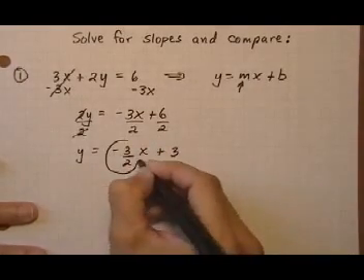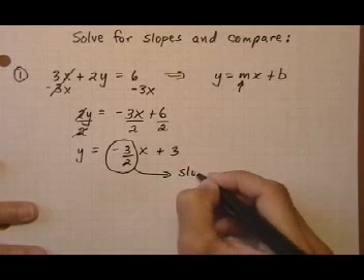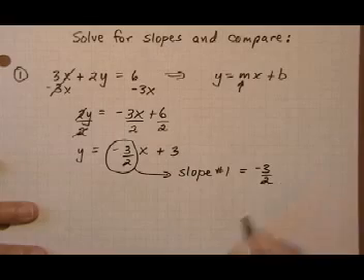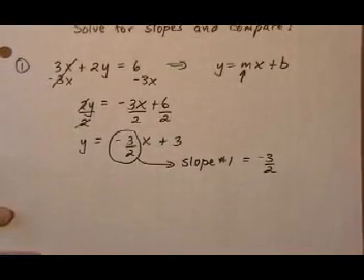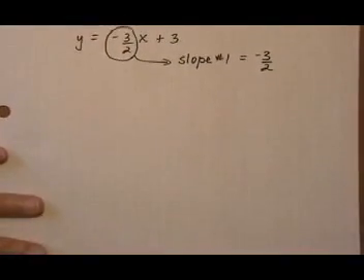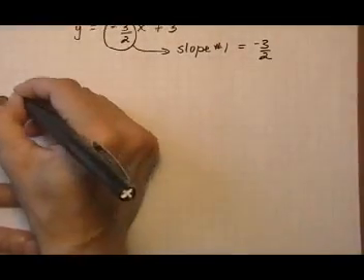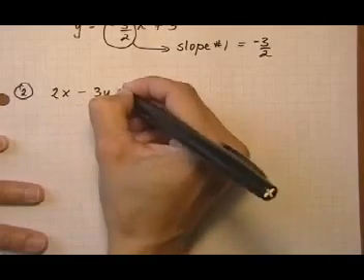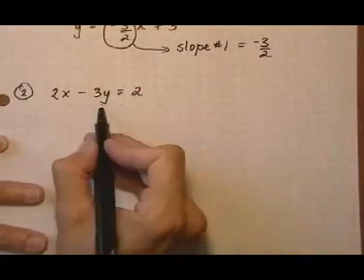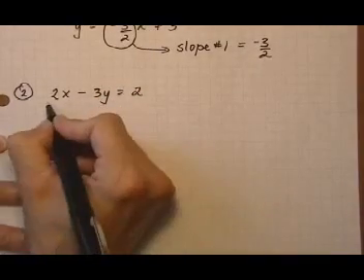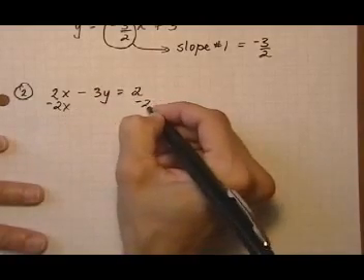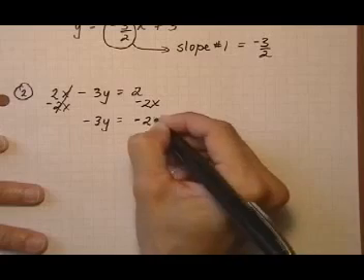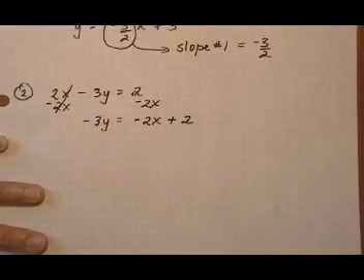So our first slope, slope number 1, is negative 3/2. Alright, so let's just keep that one in mind. We're going to compare it to slope number 2. Alright, the second equation is 2x, take away 3y equals 2. Again, we want to isolate y, so let's start by taking away 2x on both sides. That leaves me with negative 3y equals minus 2x plus 2.